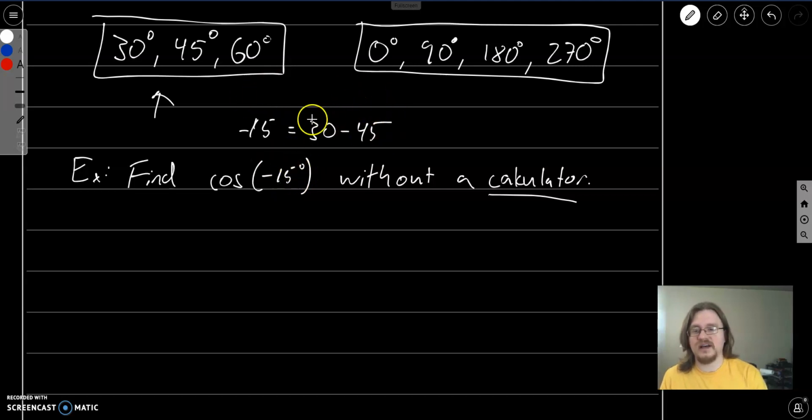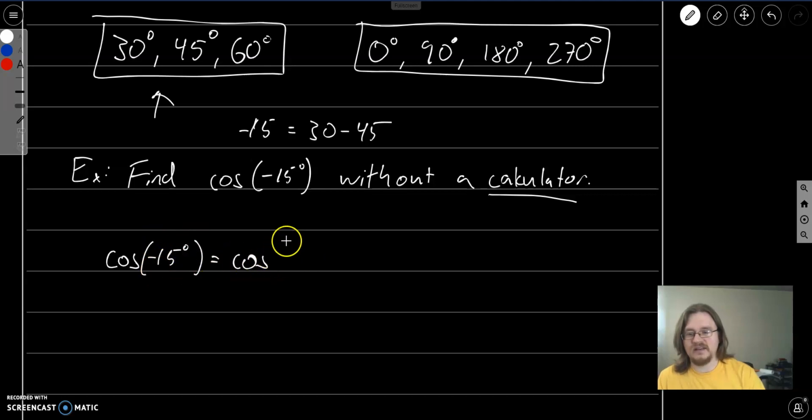There are other ways. I could also write it as 45 minus 60, but I think I'll just use these ones right here. So if I'm being asked to do this without a calculator, let's rewrite this in terms of better angles that I know how to work with. So the cosine of a negative 15 degree angle is just the same thing as the cosine of a 30 degree angle minus a 45 degree angle. So far, I haven't done anything but rewrite negative 15 as 30 minus 45.